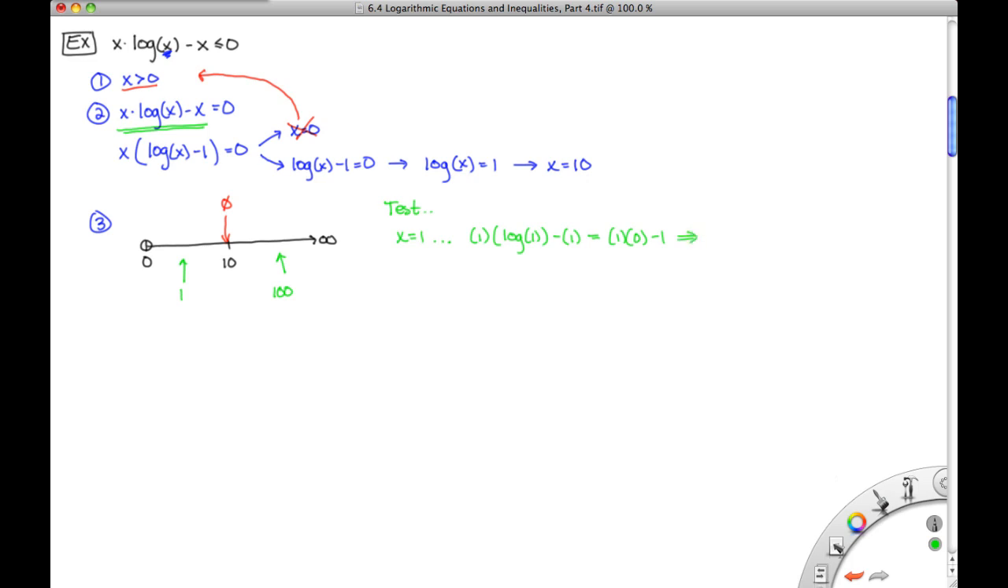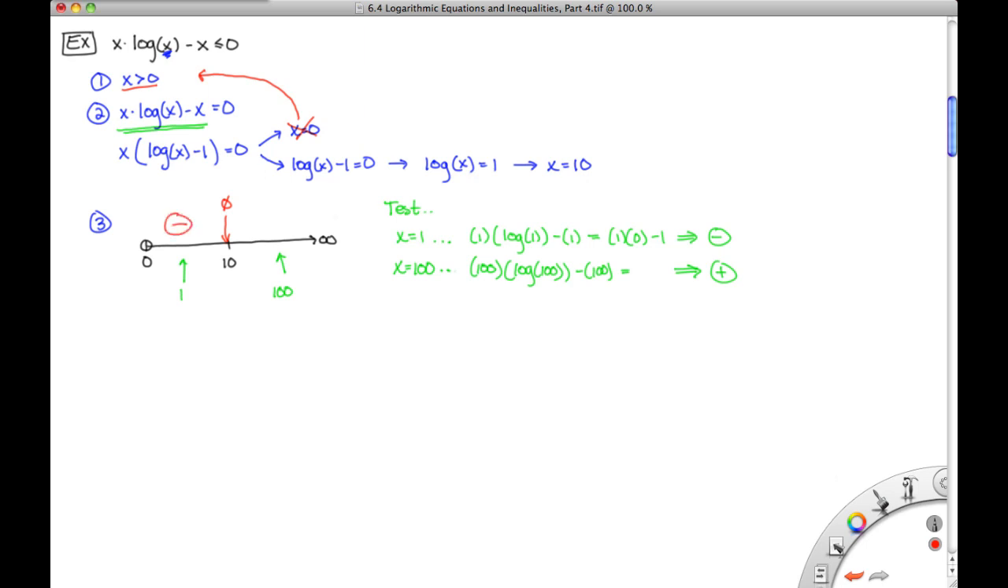So this test point gives us a negative value, and if we picked the other one, 100, and plugged it in, we'd have 100 times the log of 100 minus 100. Now the log of 100 is 2, so we'd have 200 minus 100, which is going to give us 100, which is going to give us a positive value, because that's really all we're interested in, is whether it's positive or negative. So we're going to record this information on our sign chart.